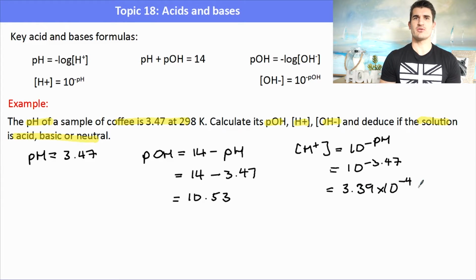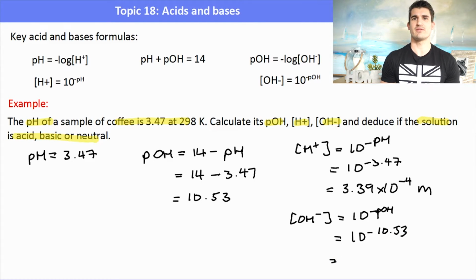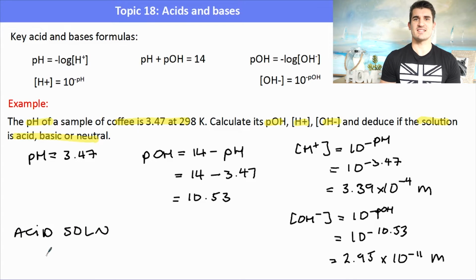So working those two values out, I've got the H plus equal to 3.39 times 10 to the minus 4 molar. And then I can do the same for the OH minus, which is 10 to the power of negative 10.53. And this is going to give me a very small value because this sample of coffee is in fact acidic. The concentration of H plus is greater than the concentration of OH minus, which means it's an acidic solution.